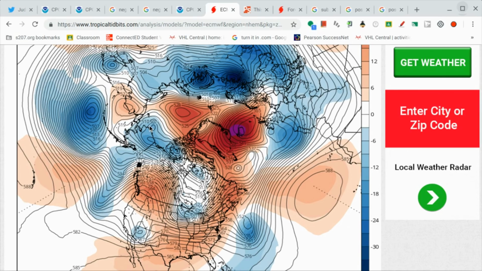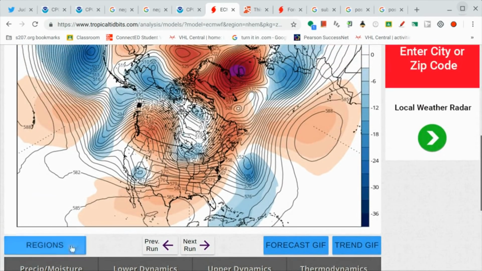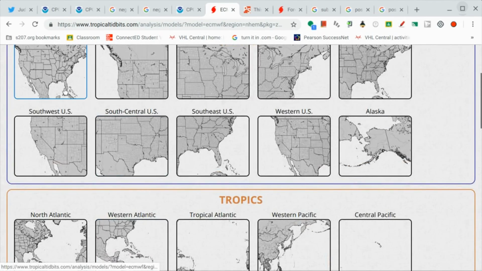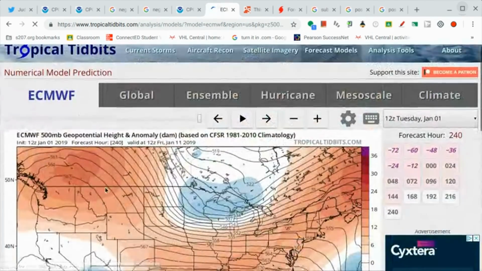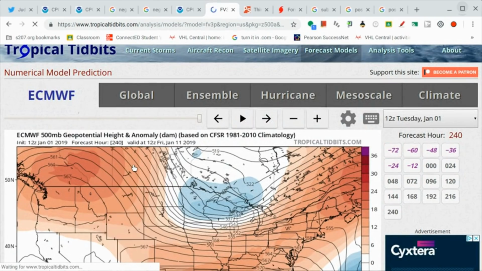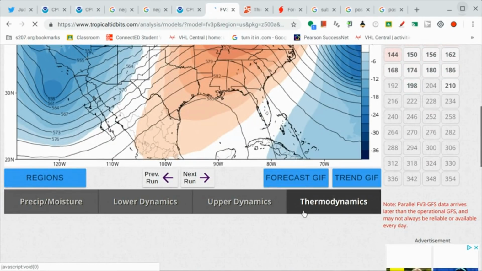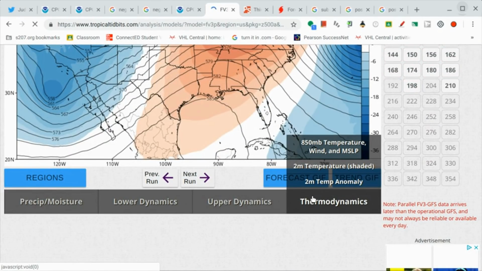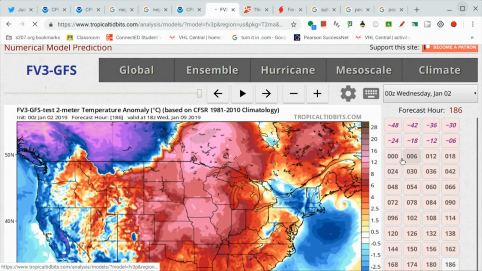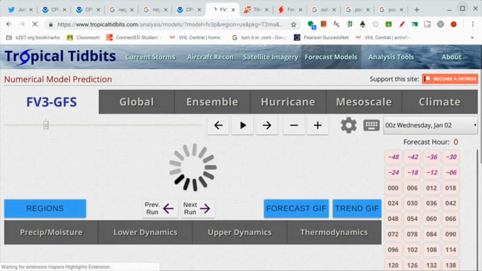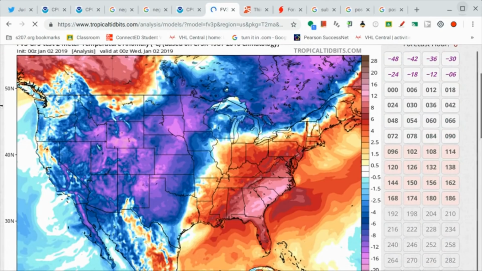So let's quickly go back to the United States, CONUS. Let's go back to regions, and let's look at the temperature anomalies that could be occurring over the next couple of days using the FV3 GFS, since that is basically the better version of the GFS. It's going to be the replacement of the GFS in a couple of months, I'm fairly sure, if not sooner. So let's go to 2-meter temperature anomaly, and let's start from hour 0 and see what all this teleconnection, all this Greenland blocking, is leading us to show.